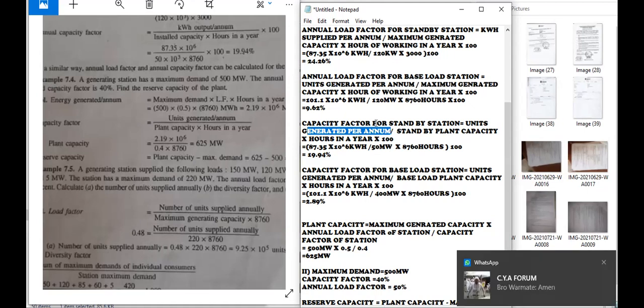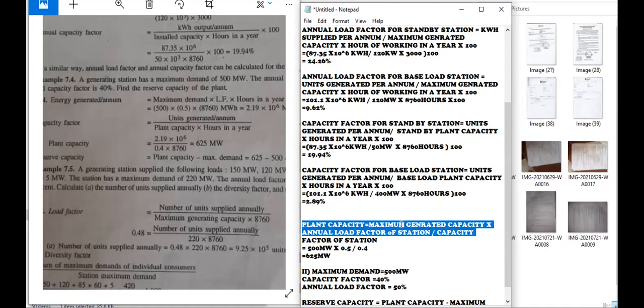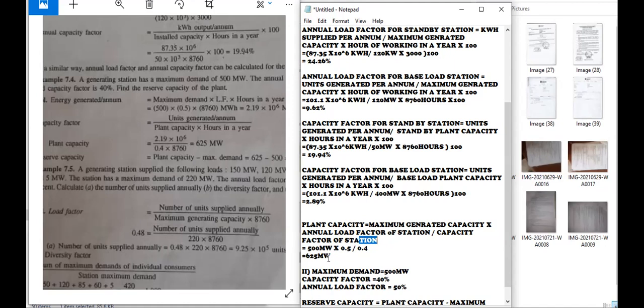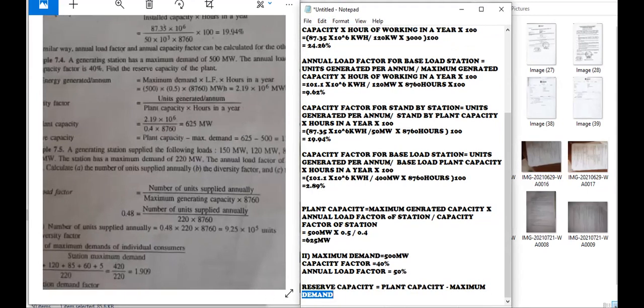After inputting that, you'll be able to find the plant capacity, because some things will cancel out. Can you hear me? Okay, some things will cancel out, and this final formula I got is plant capacity equals maximum generated capacity times annual load factor divided by the capacity factor. If you put the values, you have 625 megawatts, and that is exactly what it is, although his method is different. So now we can find our reserve capacity.